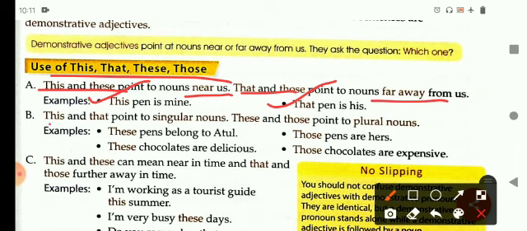This and that point to singular nouns. These and those point to plural nouns. Example, these pens belong to Atul. Those pens are hers.